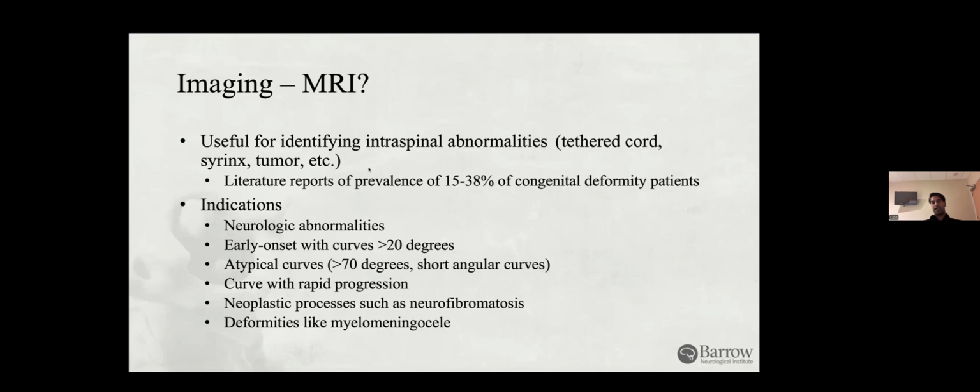And it's really useful for any patient who doesn't fall under the typical mold of just standard, straightforward scoliosis. So if they have neurologic abnormalities, if they have very large curves on their spine or rapid progression, these are things that can clue you into getting an MRI.